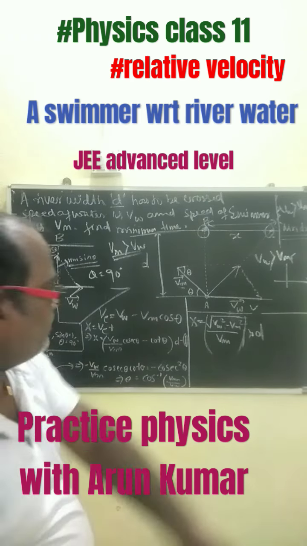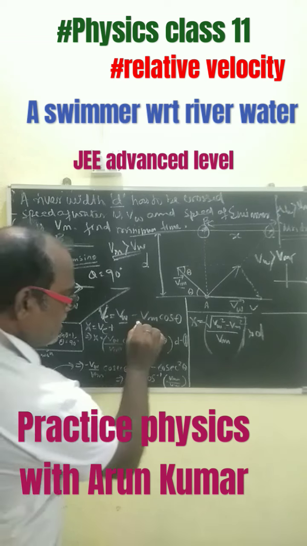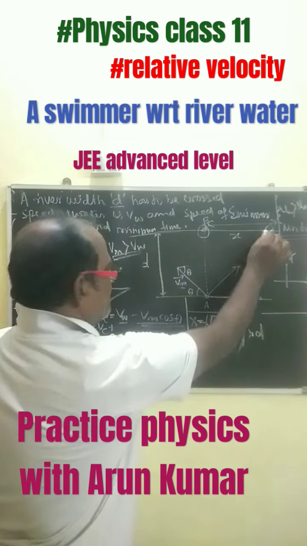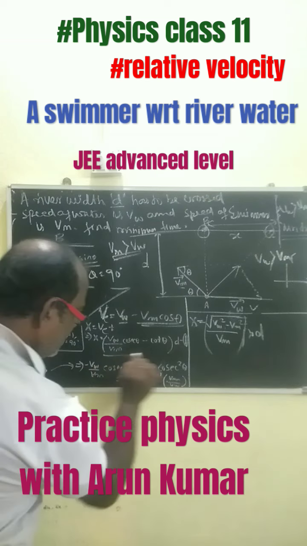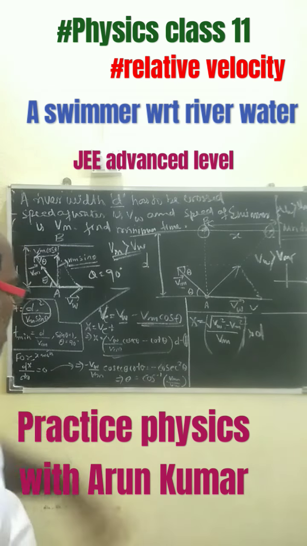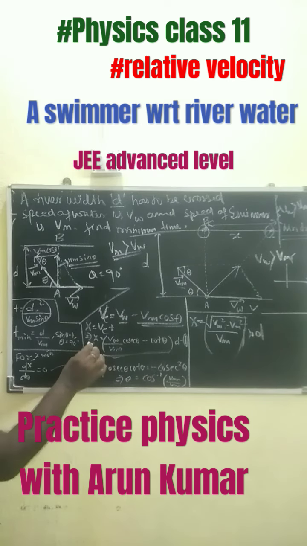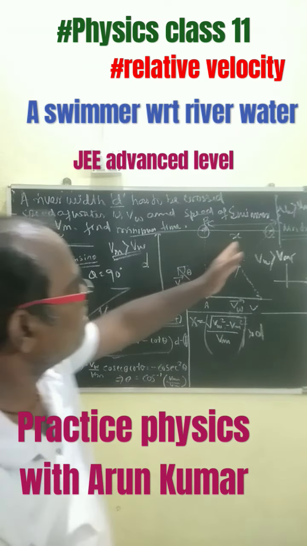So we have the effective velocity Ve, equal to Vw minus Vm cos theta. Then x, the minimum drift, equals effective velocity into time. We already know the time from here. So putting the value of time in this equation, we get x equals this into d. For the minimum drift, the differentiation of this equation with respect to theta, if it equals 0, then it becomes the minimum drift.